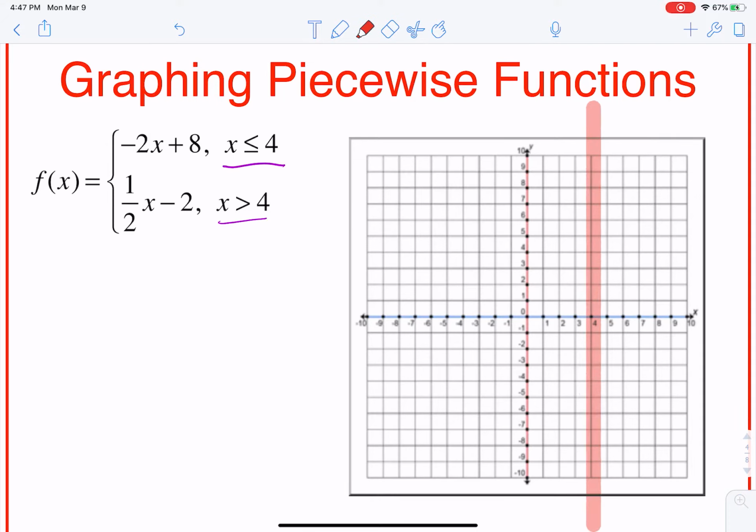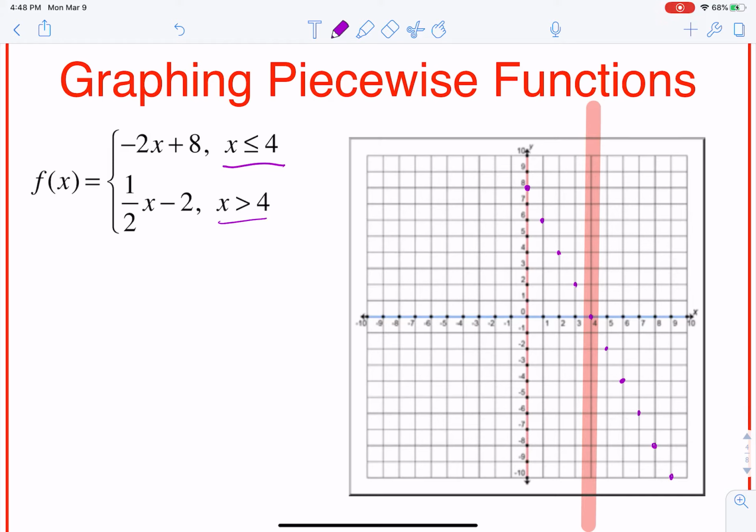Here, this is my breaking point. So I could go ahead and plot both of these lines, starting with -2x plus 8. Here is my 8, and I'll go down 2 over 1, down 2 over 1, down 2 over 1. I know that this will only happen for x values that are smaller than or equal to 4.